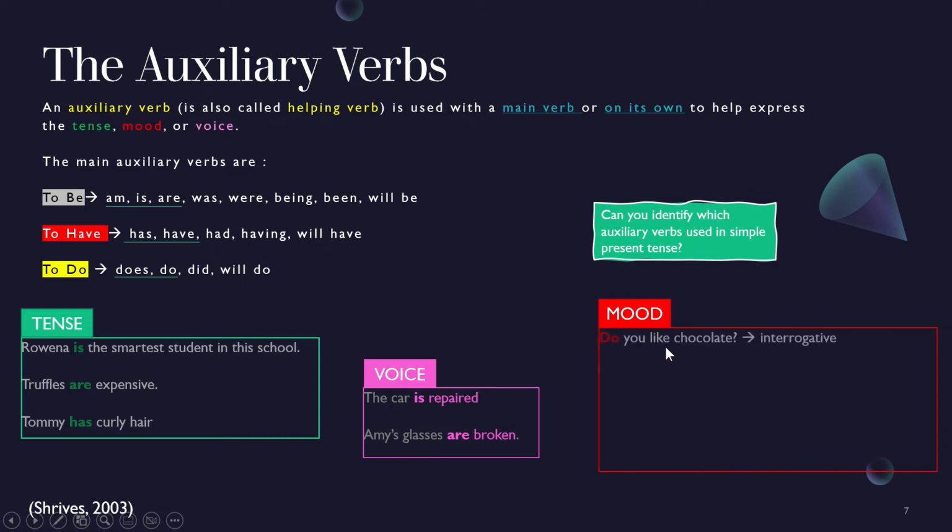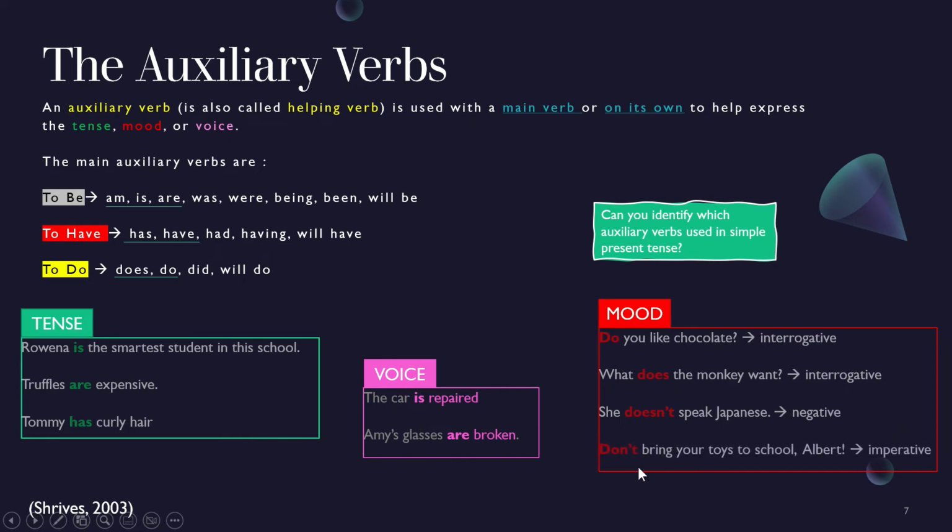Do you like chocolate? It's an interrogative mood or interrogative form. What does the monkey want? Interrogative mood as well. She doesn't speak Japanese. It's the example of the negative mood. Don't bring your toys to school, Albert. It's the form of imperative mood.